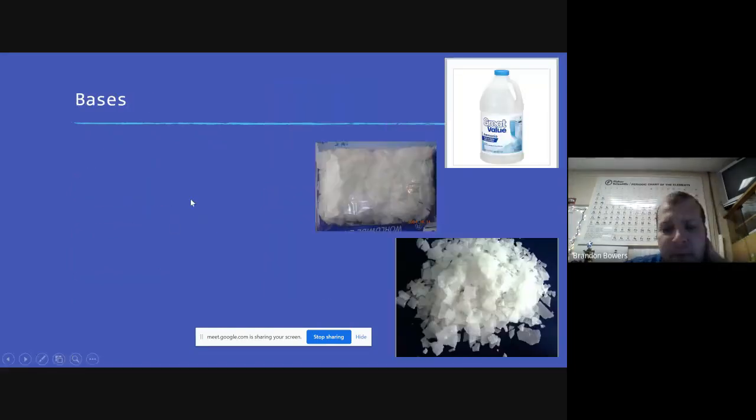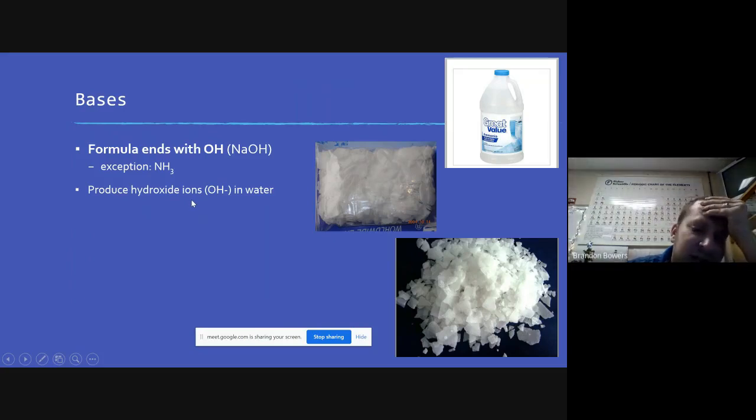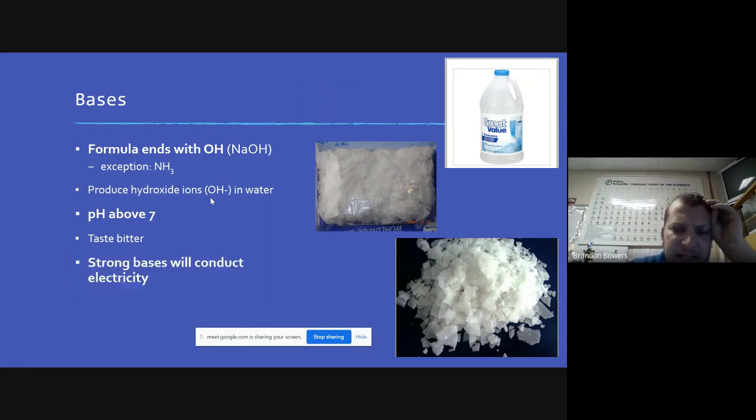Bases have a formula that ends in OH, like NaOH. These produce what are called hydroxide ions. A hydroxide ion is an OH- ion. Their pH is above 7, so their pH can go from 7 to 14. Many bases taste bitter, and they conduct electricity.